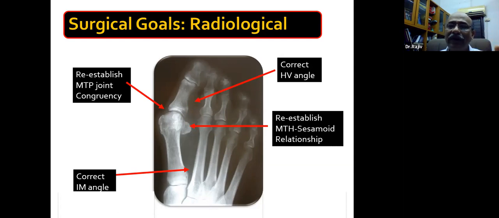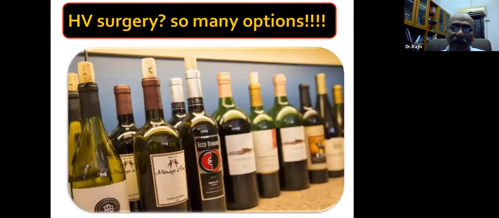For a moderate deformity, you can go ahead and do a shaft osteotomy, which is called a scarf osteotomy. And for a severe deformity, you will be doing fusion of the first tarsometatarsal joint, or you can do an extended scarf osteotomy, or a proximal basal metatarsal osteotomy. So there are so many options for osteotomy. More than 150 osteotomies are described.